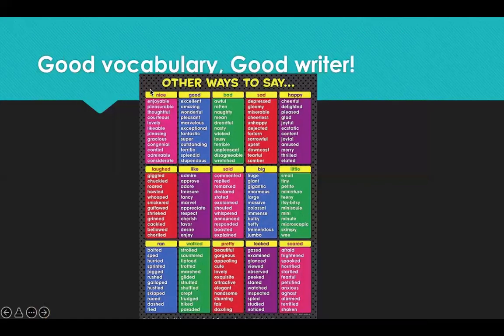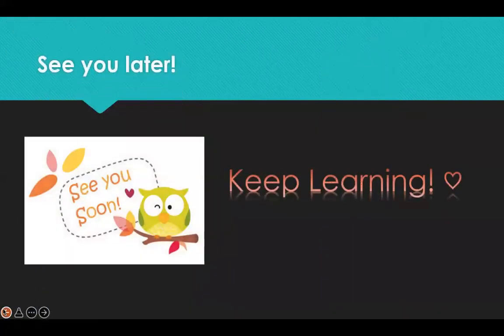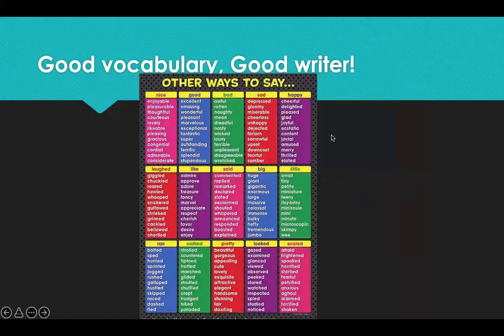Okay, now here are some good vocabulary, good words. So remember, if you have good vocabulary, you're a good writer. That's why good vocabulary, good writer. Now, this is a very good chart. If you want, you should get these type of charts printed for writing stories. Okay, so now these are other words to say nice, good, bad, sad, happy, laughed, like, said, big, little, ran, walked, pretty, looked, scared.